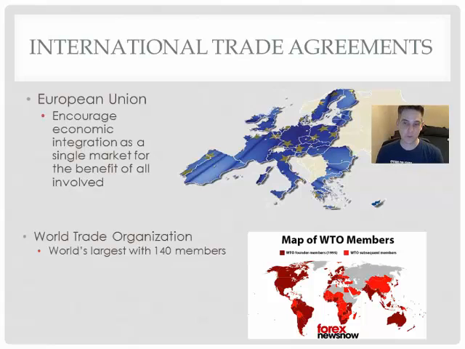There's also the World Trade Organization, which is the world's largest international trade agreement with 140 members, again, trying to break down barriers among the elite countries. That's a much bigger organization, so they're a lot more controversial, and they maybe don't accomplish quite as much unity as the EU and NAFTA does.